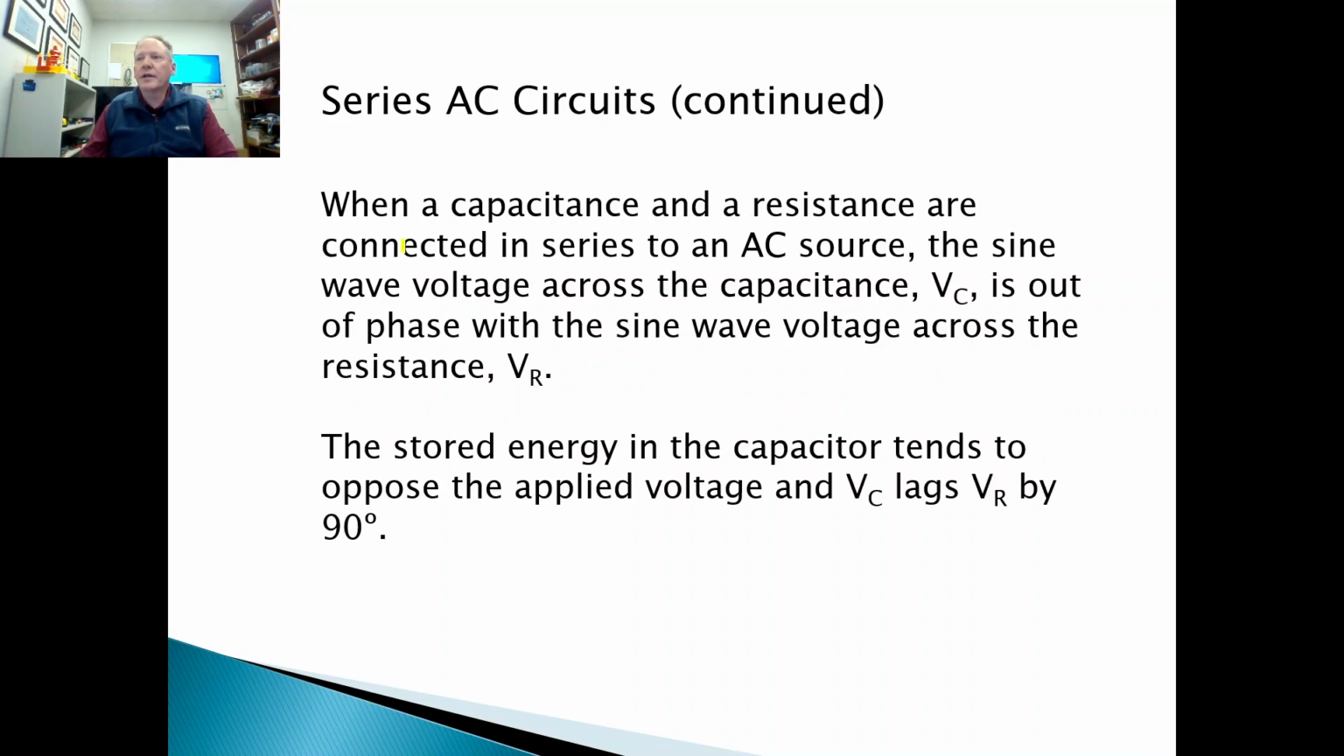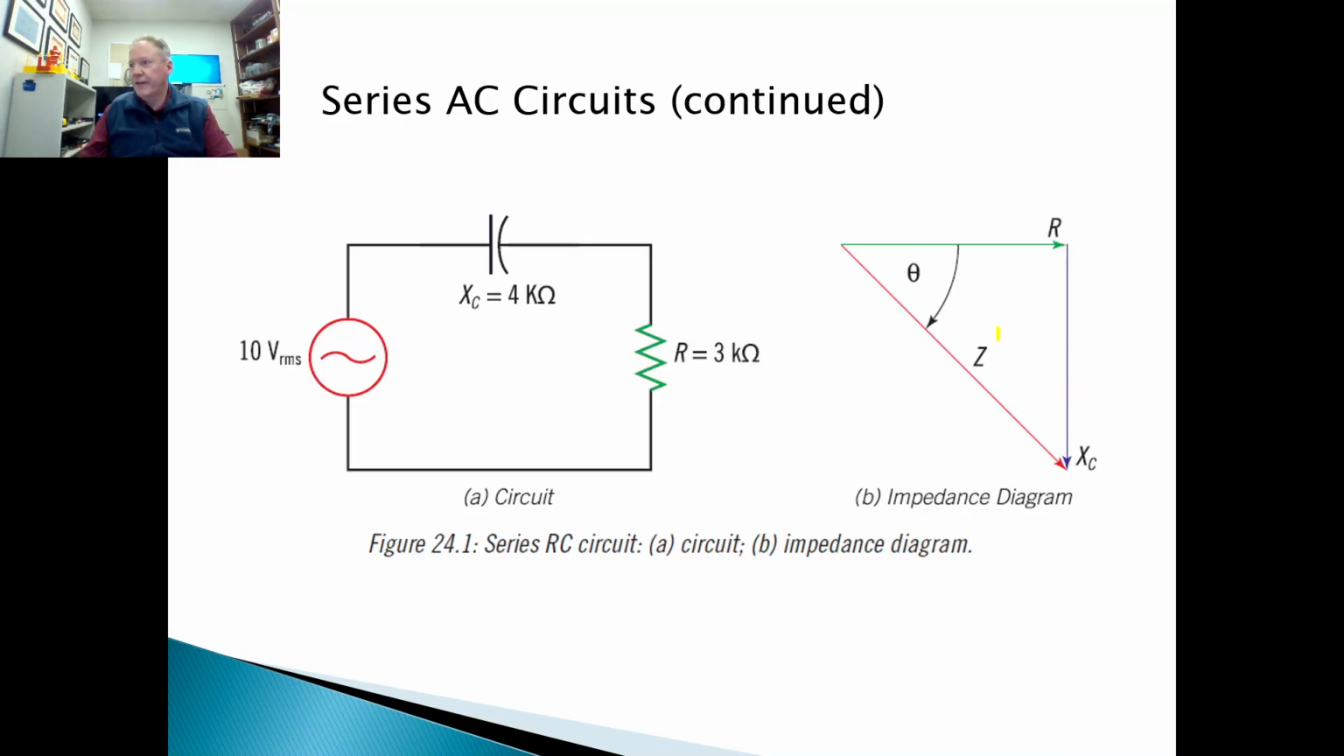All right. Now, when a capacitance and a resistance are connected in series to an AC source, the sine wave voltage across the capacitor is out of phase with the sine wave voltage across the resistance. And the stored energy in the capacitor tends to oppose the applied voltage, and the voltage across the capacitor lags the voltage across the resistance by 90 degrees. So we can see this with our phasor diagram or impedance diagram.